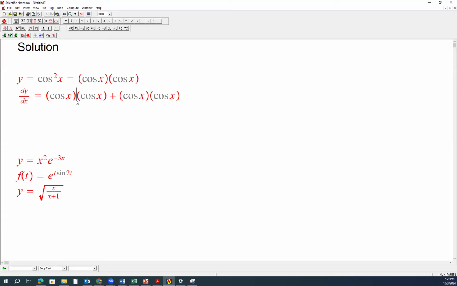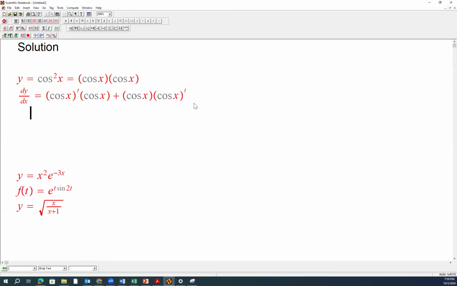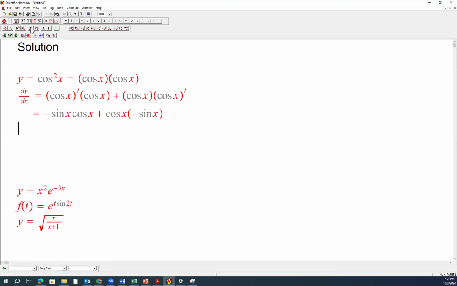You differentiate this one, and you differentiate the other one, and then you're going to get negative sine x, and this one is a cosine x, plus over here is a cosine x multiplied by negative sine x. In the end, you're going to get negative 2 sine x multiplied by cosine x.